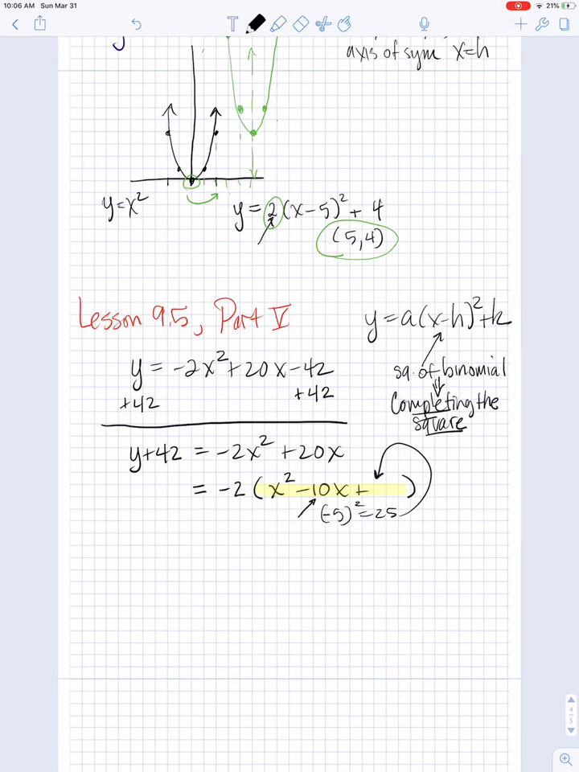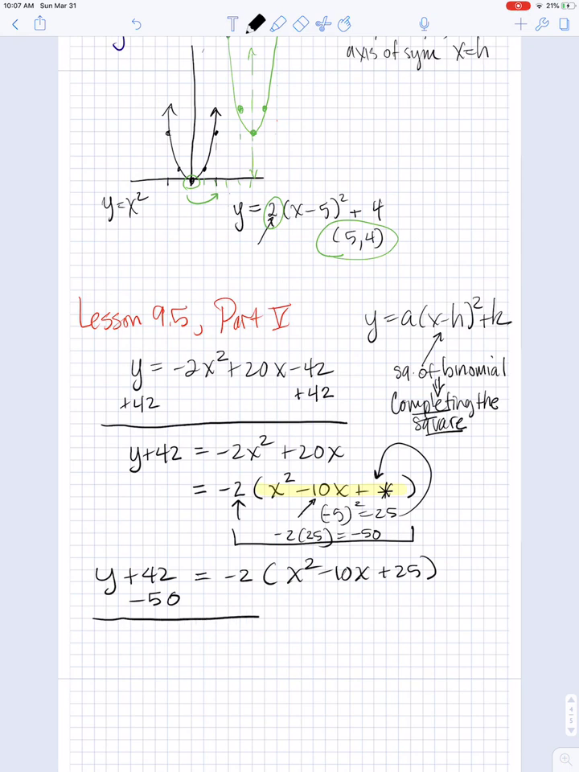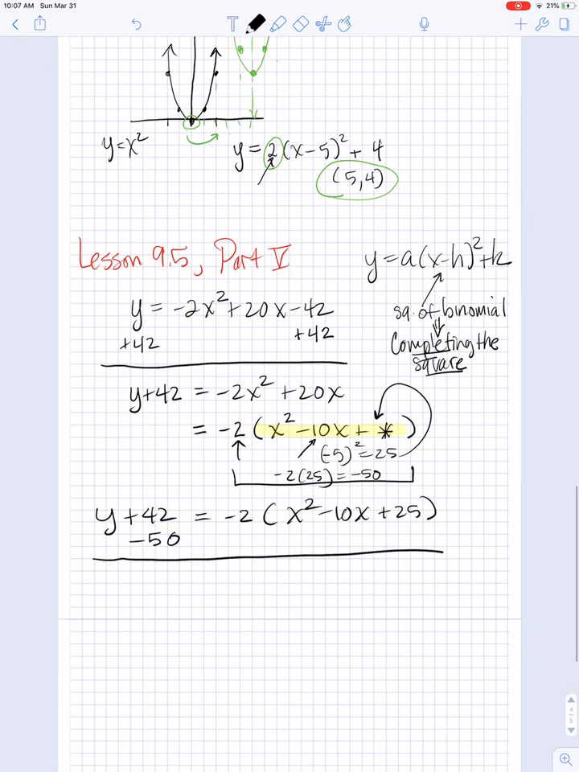But think carefully for just a second. When I put that 25 right in here, I'm not really putting the equivalent of 25 on the right side of my equation. I'm really putting negative 2 times 25, right? Because I have a negative 2 hanging out over here, which is really negative 50. So here we go. When I have negative 2x squared minus 10x plus 25, that's fantastic. What I have to do over here, I have y plus 42. I have to actually add that negative 50, which is the equivalent over here on the other side. Now that's a legal move.